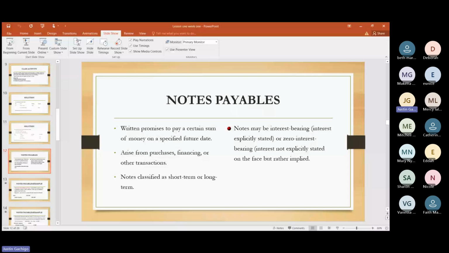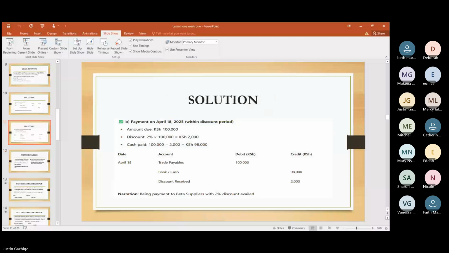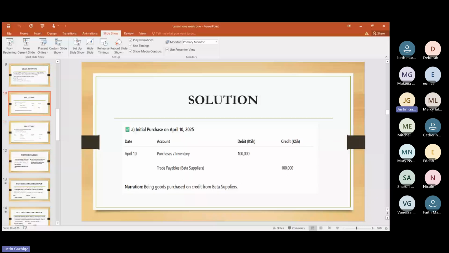Can you display the answer? Can you see them? Can you see my screen? Maybe, can you see my screen on the solution?